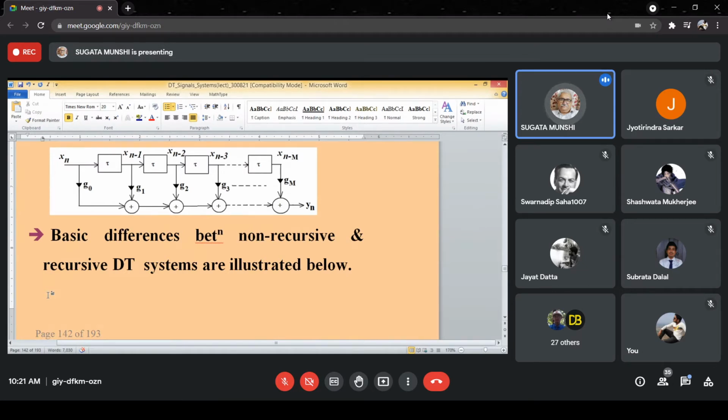In the next section, I have tried to highlight the essential difference between non-recursive and recursive discrete time LTI systems. It's known to you, but I'll just try to summarize and add a few more points for your consideration.